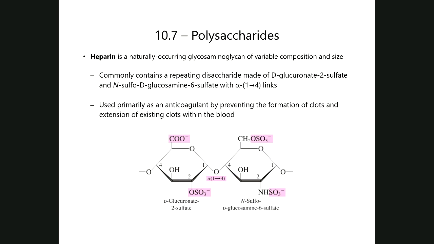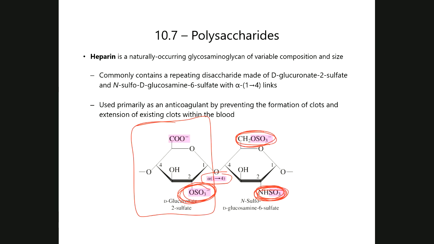And it's a naturally occurring compound isolated from a variety of different sources. And it also, if you observe, contains these weird sugars. Here's a glucuronic acid that has been sulfated. It has a sulfate on position number 2. And then that's joined by an alpha 1,4 linkage with another glucosamine that's been sulfated, not only on the nitrogen, but also on carbon number 6. So again, nature goes crazy in making these very specific things for some very specific reasons.